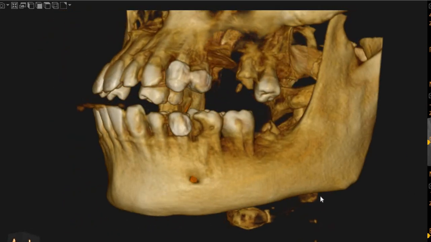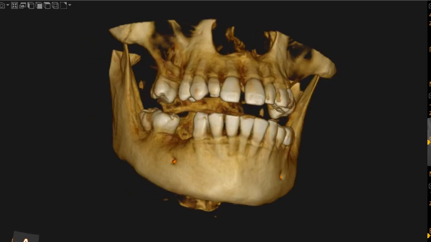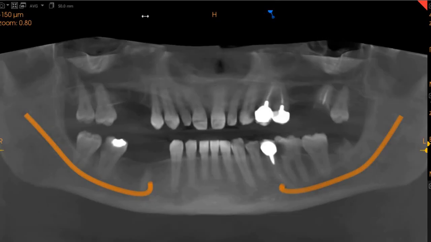This is the CBCT of the patient that you had requested. The area of interest is all four quadrants. We'll take you through the upper quadrant first.